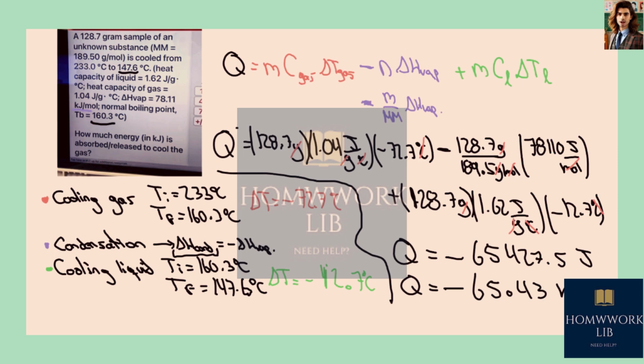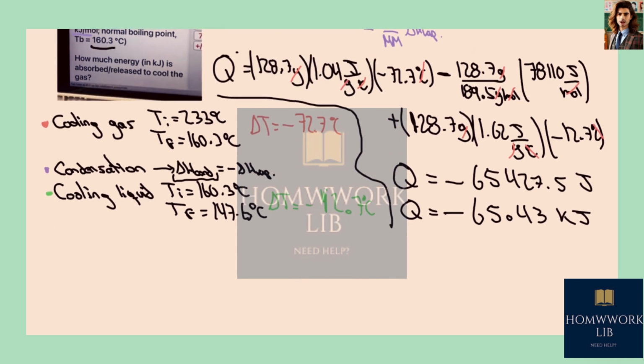You can round it off as 65.427, but in this case, since the limiting factor is going to be 4 significant digits in all of the calculations that we have, then this is going to be the correct result. Oh, sorry, actually it is 3 significant digits. The heat capacities only have 3 significant digits. So the result would be minus 65.4 kilojoules. So that is just going to depend on how strict your professor is on that. Just be mindful of that.